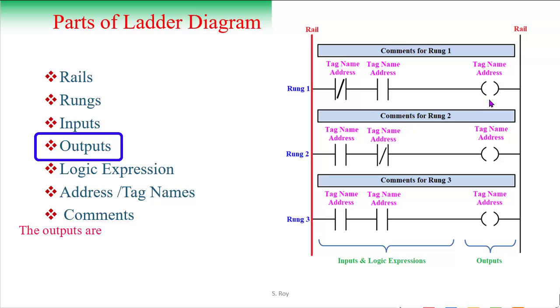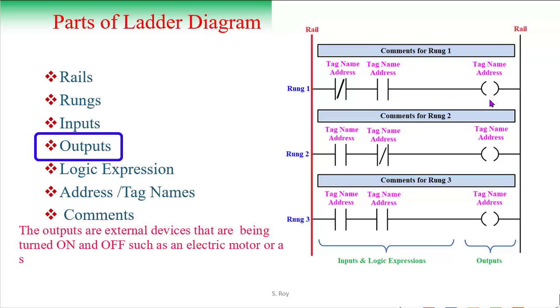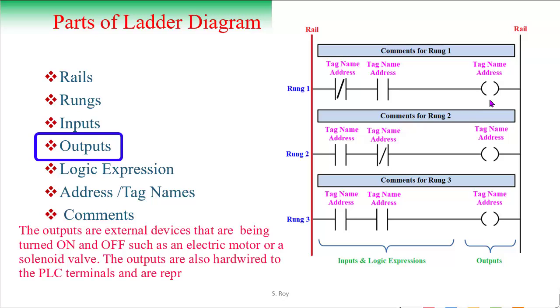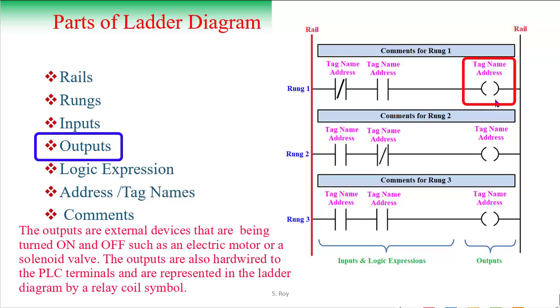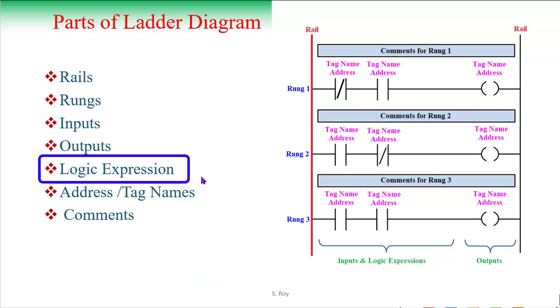Outputs. The outputs are external devices that are being turned on or off, such as an electric motor or a solenoid valve. The outputs are also hardwired to the PLC terminal and are represented in the ladder diagram by a relay coil. This relay coil represents the physical output, which is ultimately to be activated with respect to different logic expressions or different logic conditions.